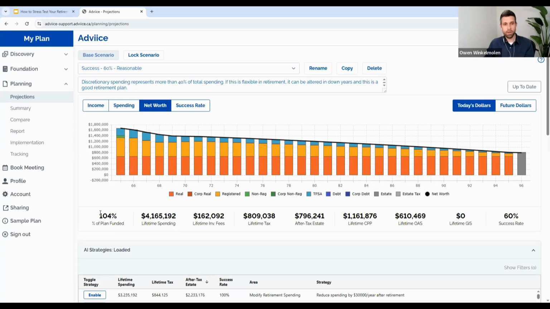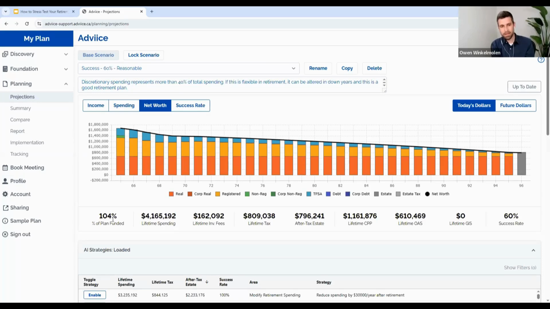In this case, with a 104% plan funded, we have a little bit of investment assets left over in the end, but not a lot. We are just able to meet our spending goal over the course of this plan. So obviously we want to have a plan funded ratio over 100%. We don't want to be below that because then we definitely have shortfalls.